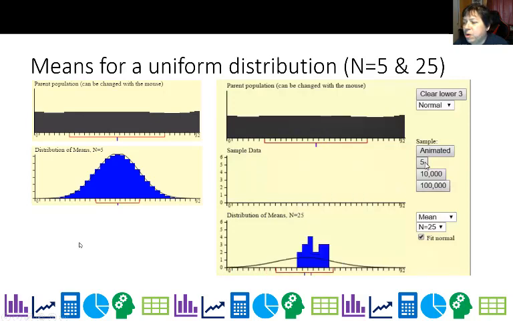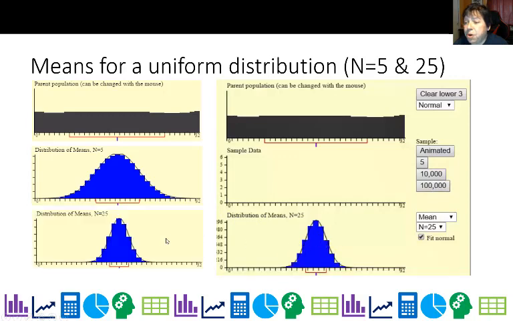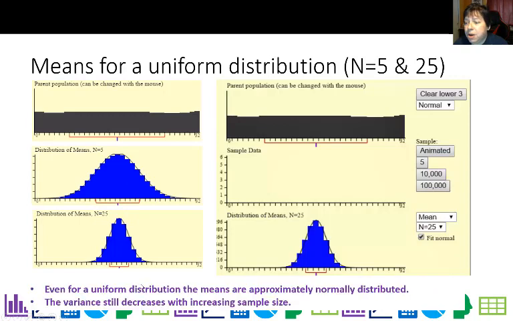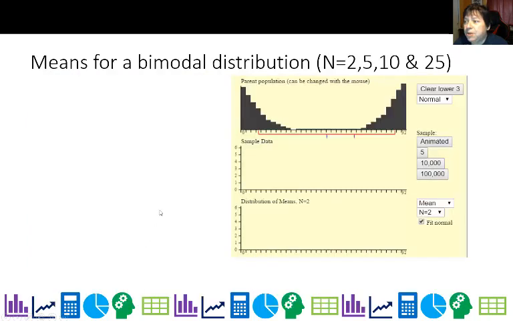And as I take more and more samples, I will also get a normal distribution, or what's approximately normal. And this time the variance or the standard deviation is much smaller. So even though I started with the uniform distribution, I still ended up with normal or approximately normal distributions for the means. All right, so let's go ahead and look at a crazy distribution.